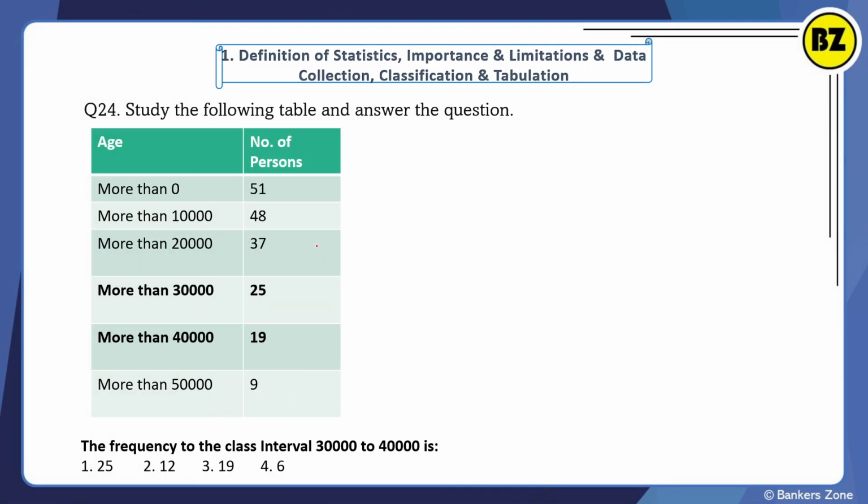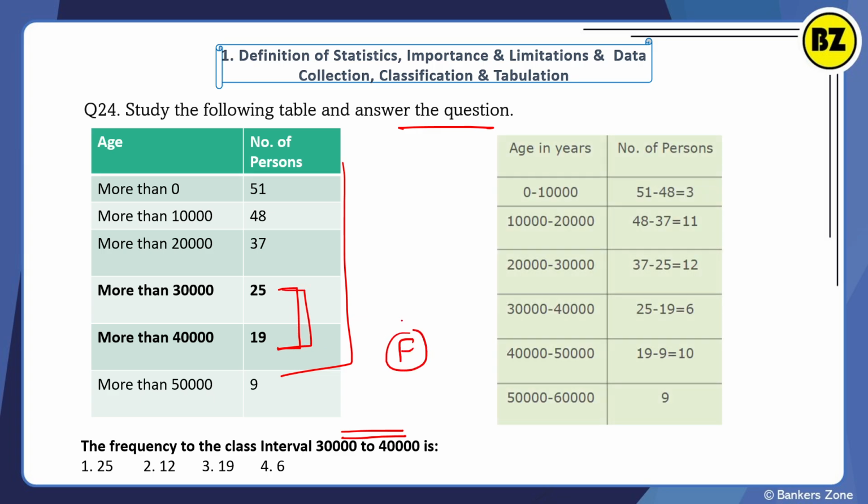Study the following table and answer the following question. This is the given data and they are asking what is the frequency of the class interval 30,000 to 40,000. That means for this class we have to identify the frequency. It is very easy. See here the solution part.